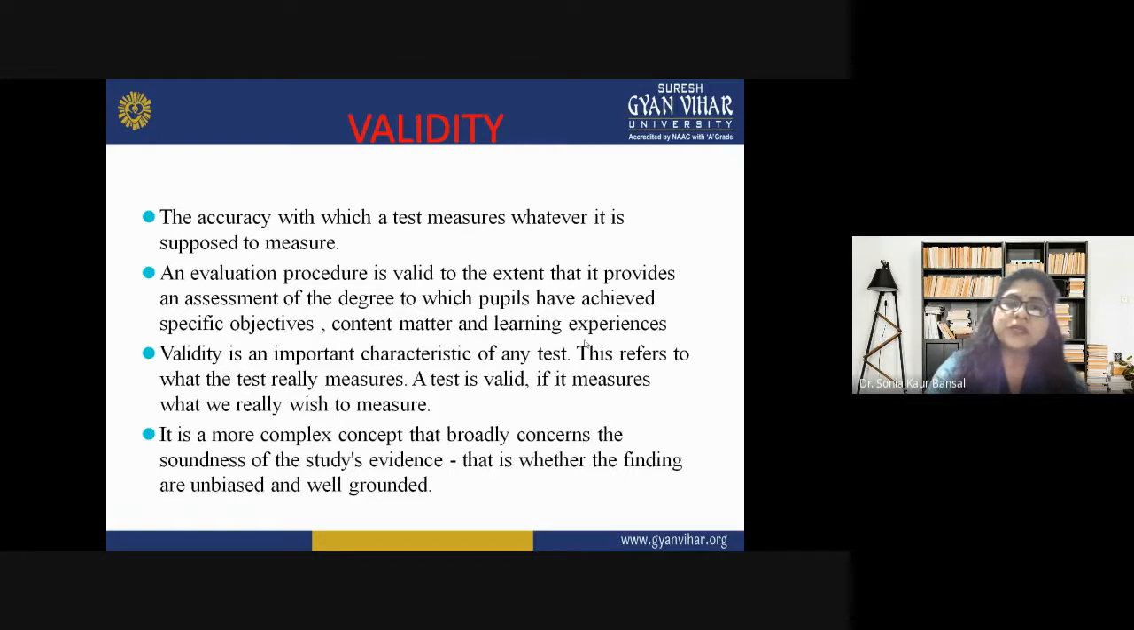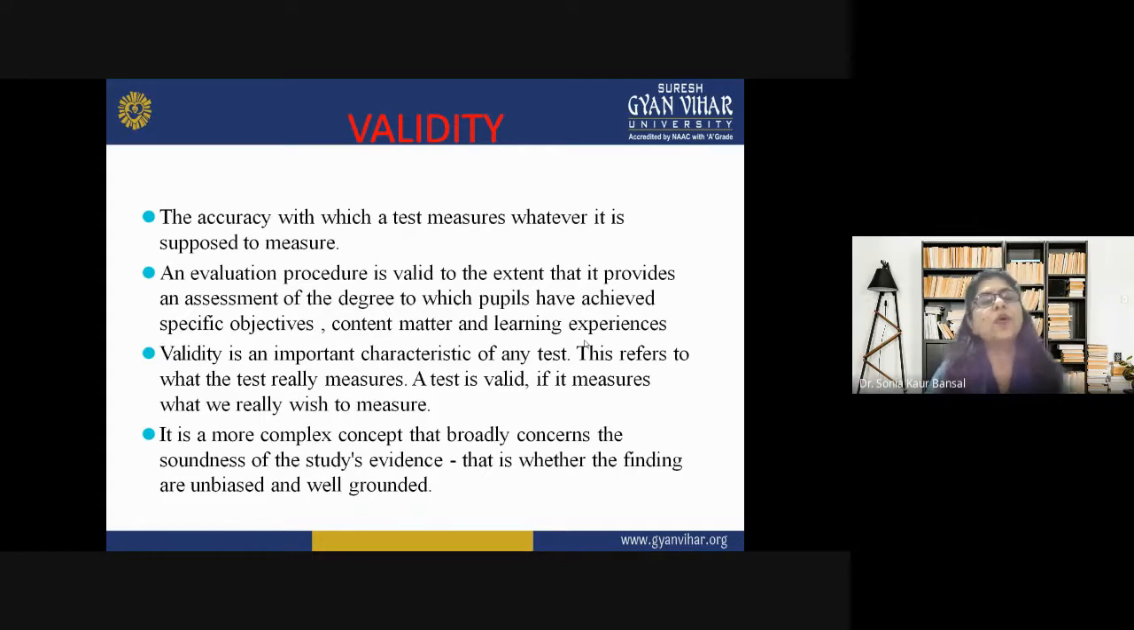Validity, students, is an important characteristic of any test. And just believe me, if there is no validity, your test is useless because it is not going to measure what you intend to measure. So this refers to what the test really measures. A test is valid if it measures what we really wish to measure. That component is clearly coming out, what you wish.